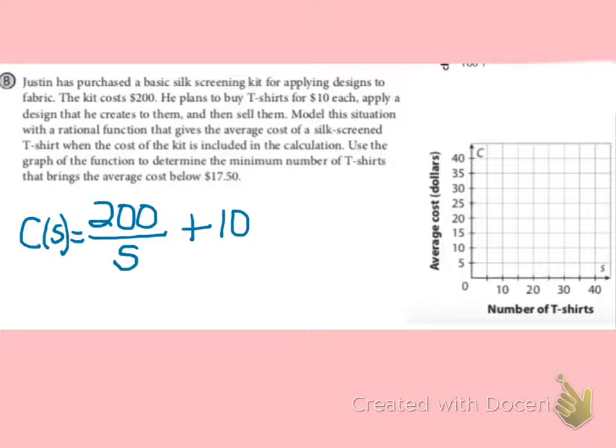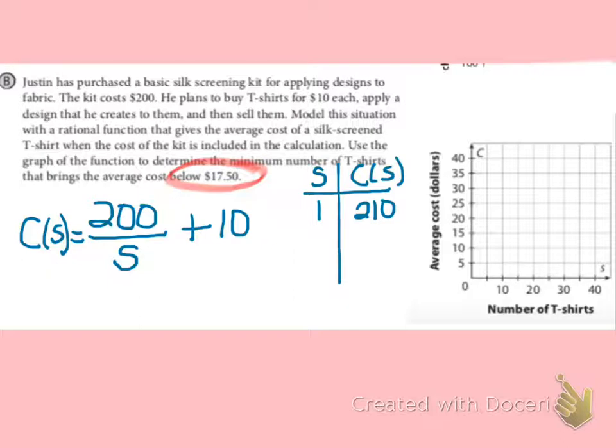And the question is, we want to know what would bring the cost below $17.50. So you could make a table of values. You could graph it, and you could pick some nice numbers, or you could use a calculator, and that's what I'm going to do real quick. I'm going to type it in. So if I end up making only one shirt, that shirt's going to cost me $210.